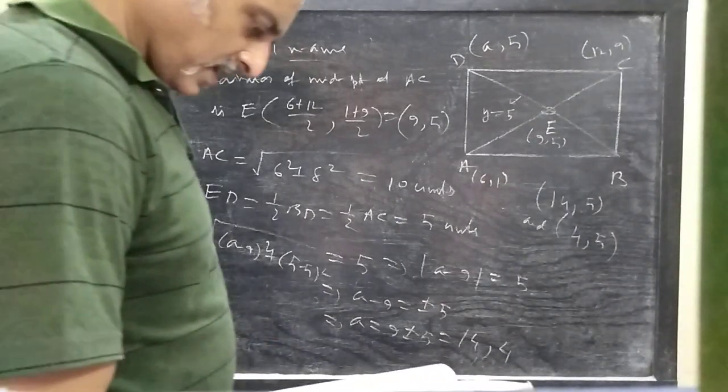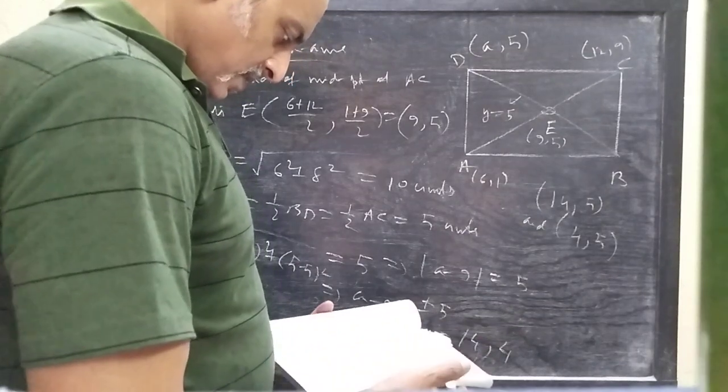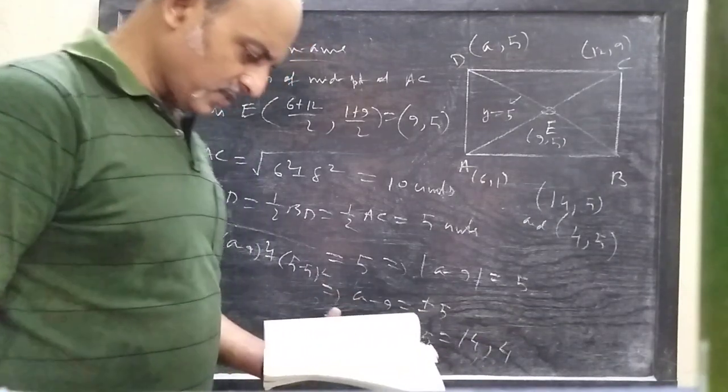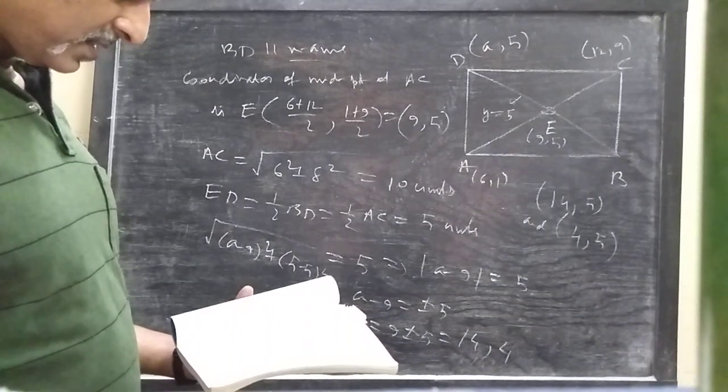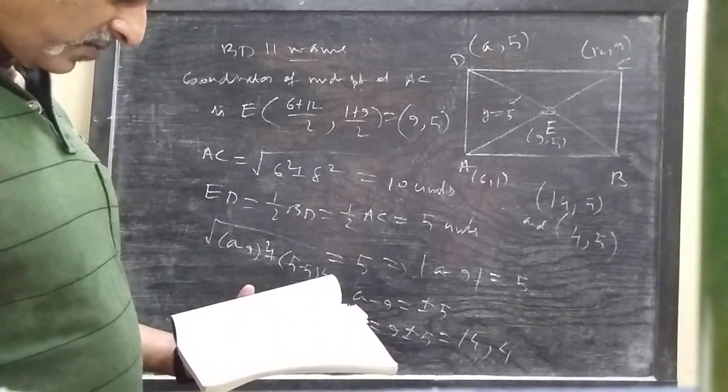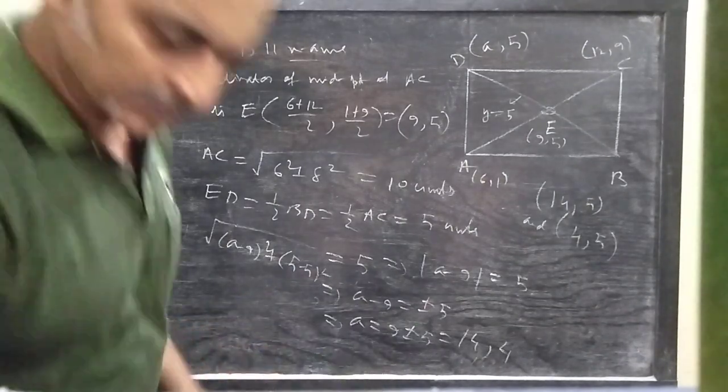Our next question is: the equation of the hypotenuse of an isosceles right angle triangle is this, and the coordinates of its opposite vertex are this. Find the equation of the other two sides of the triangle.